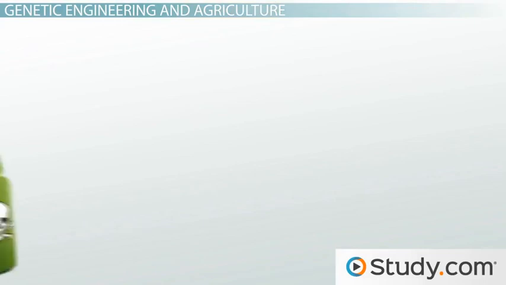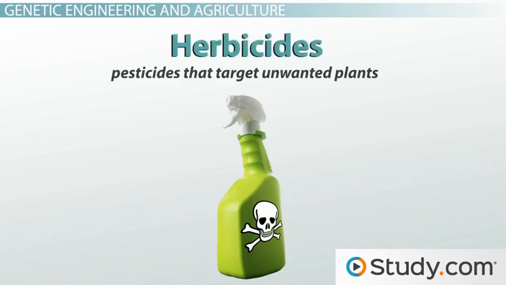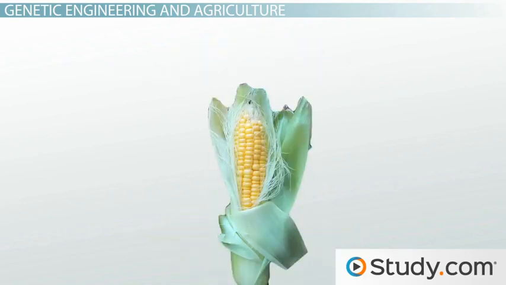Another common type of genetic engineering is when genes for herbicide resistance are inserted into crops. When herbicides, which are pesticides that target unwanted plants, are sprayed on the field, the weeds will be killed while the crops survive due to the insertion of the resistant genes.